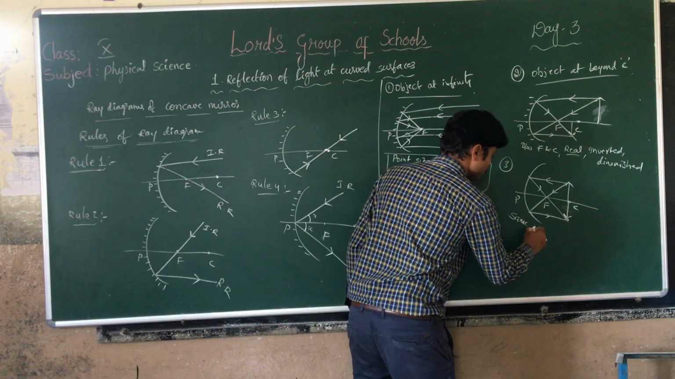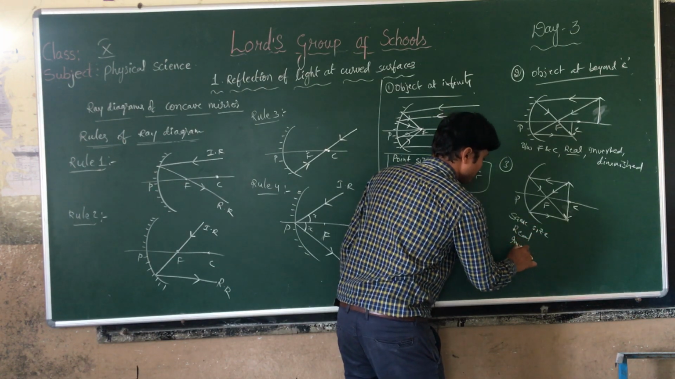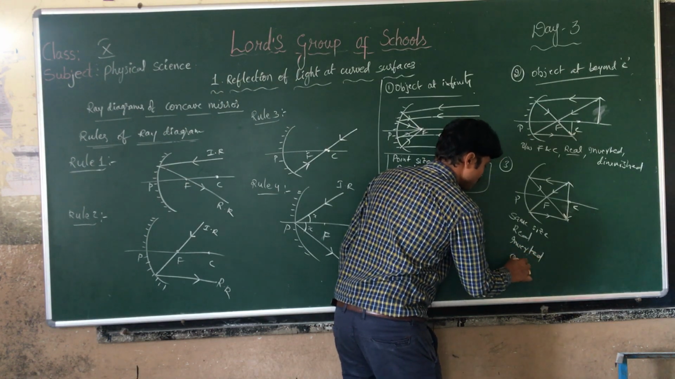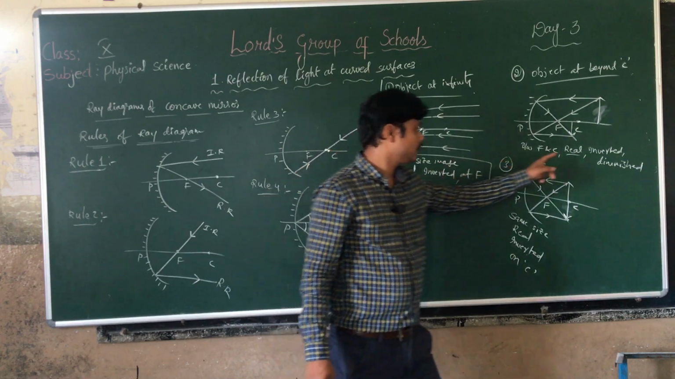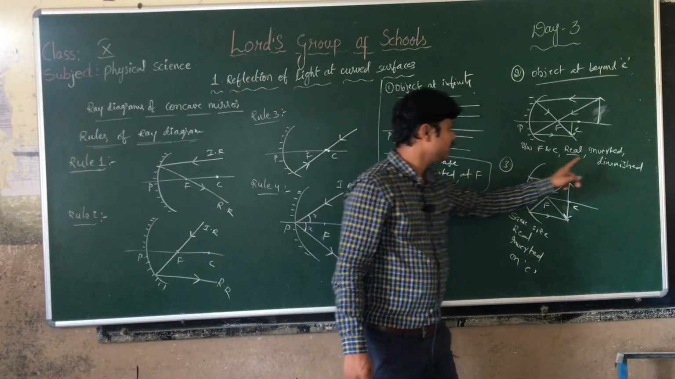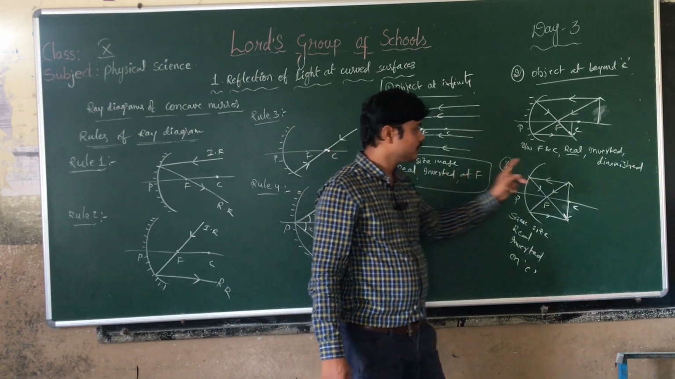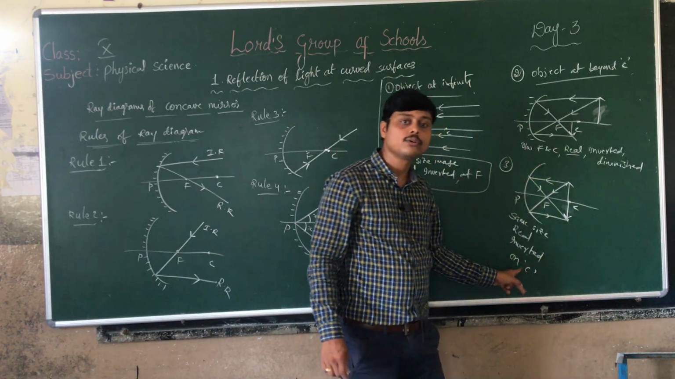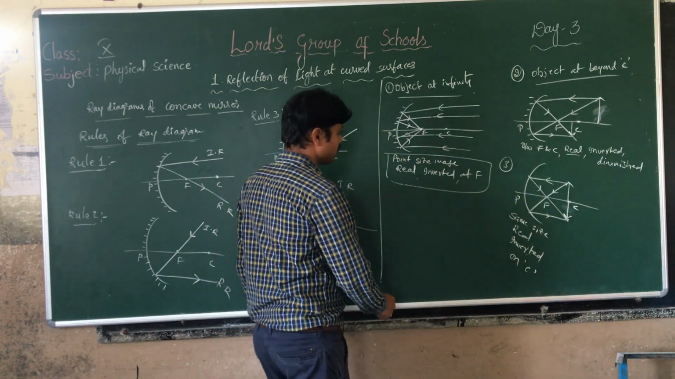So what is the nature of the image here? Same size, real image, and inverted image, on C. So here also real, inverted. Earlier, point size meant very diminished; then diminished. Here there is no change in size of the image compared with the object. So next, let us take the fourth one.